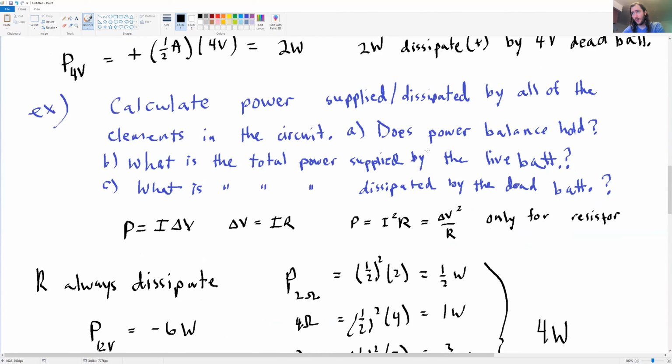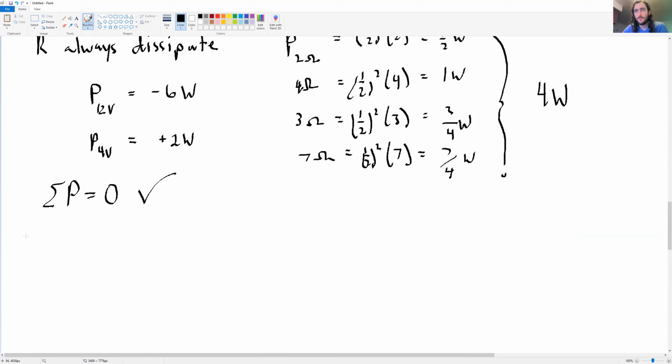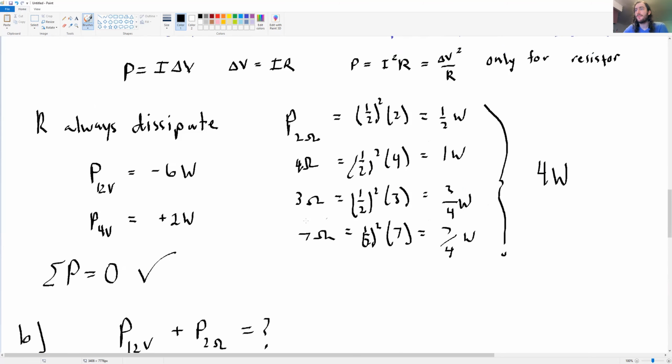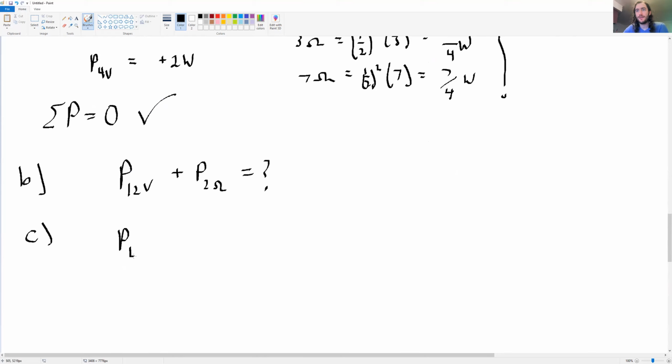Now the second part is, what is the total power supplied by the live battery? Okay, well, part B. It's going to be the power of the 12 volt plus the power of the 2 ohm. So what does that equal? That's your answer. Part C, what is the total power dissipated by the dead battery? Well, the dead battery is the 4 volt EMF and its internal resistance, which was 4 ohms. So what is that plus that there? Power of the 4 volt plus power of the 4 ohm. And when you add those up, those are your answers there.